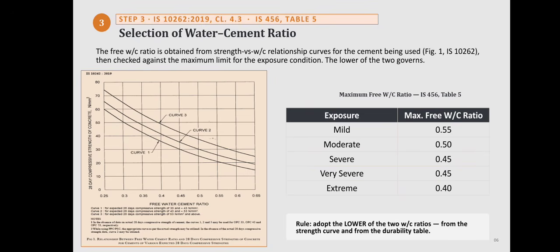The ratio is obtained from the strength relationship curves and then checked against the durability limits specified in IS 456. The chart given here gives the water cement ratio to be selected for various grades of concrete. The lower value between the strength requirement and durability requirement is always selected. For severe exposure conditions, lower water cement ratios are required to improve durability.